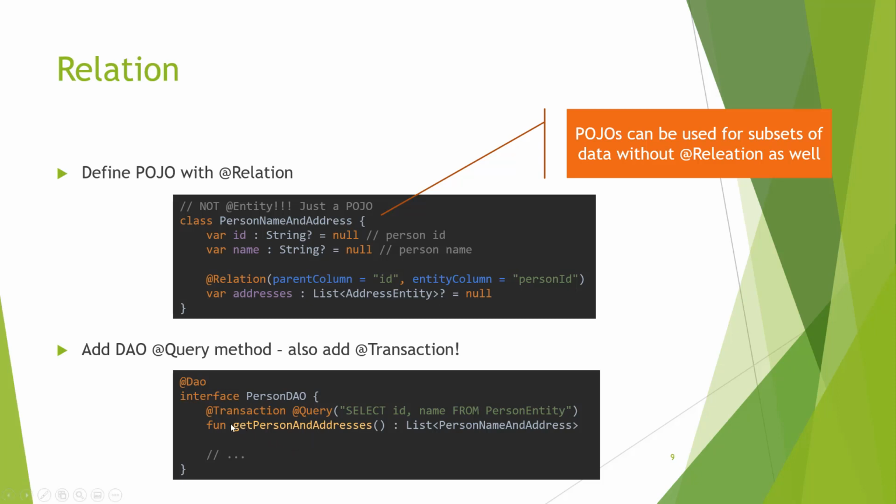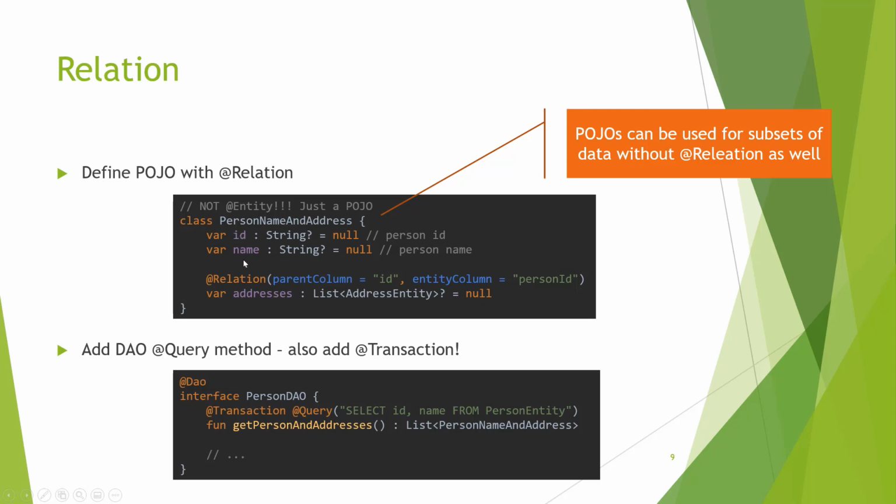To do that, I'm going to have the result of get person and addresses be a list of person name and address. This is a special class that I'm creating that's just a normal POJO, a plain old Java object, or in this case, a POCO, a plain old Kotlin object. And this one does not have an entity tag on it. What this has is just holders for all the data that we want. So we have an ID and a name as holders.